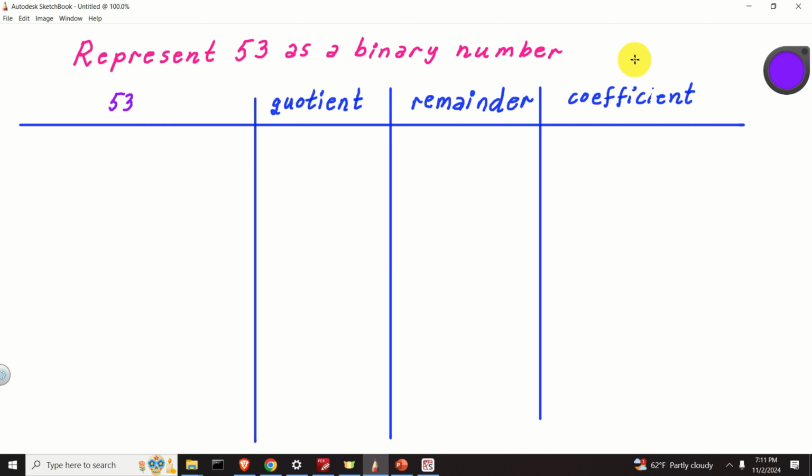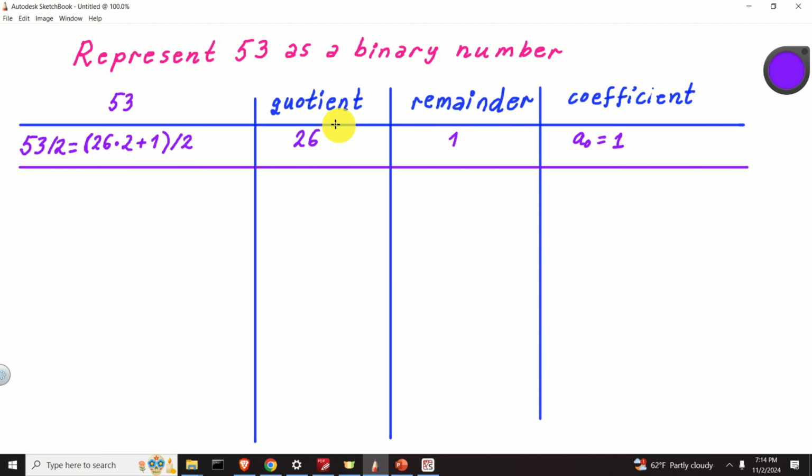So let's start. We start from 53 and we divide 53 with the base of 2. And this division can be represented like this. We will have 26 multiplying 2 plus 1 divided by 2. Over here we can see that the quotient is 26 and remainder is 1. Consequently, a0 is 1. Then, this is the first row.